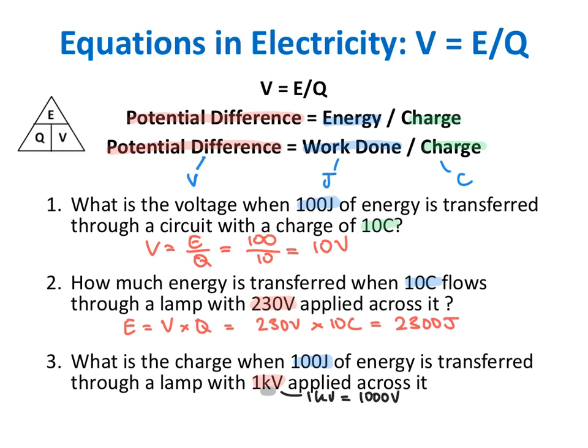So charge, if we either use our triangle or we rearrange the equation, charge equals energy over potential difference. So that equals 100 over 1,000, which is 0.1 coulombs. Okay. If you have any queries or questions about that, again, just drop me a note and we'll sort it out.